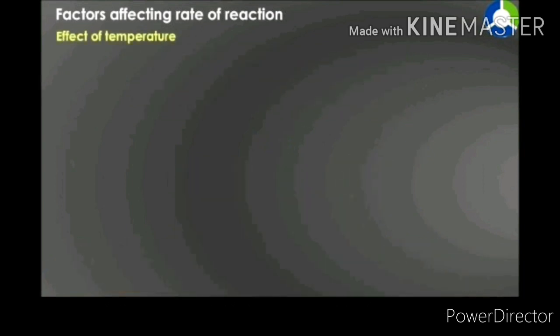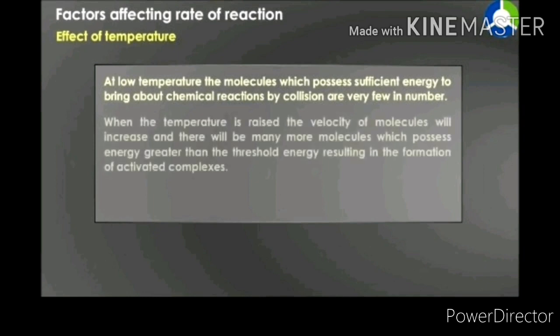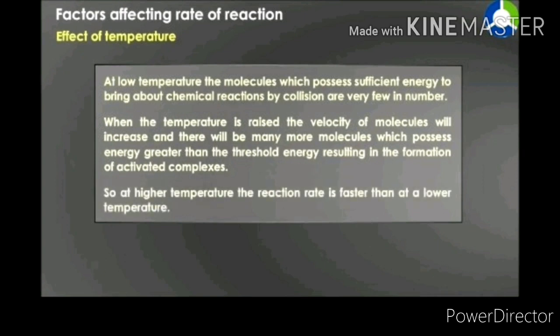Now, effect of temperature. At low temperature, the molecules which possess sufficient energy to bring about chemical reactions by collision are very few in number. When the temperature is increased, the velocity of molecules will increase and there will be many more molecules which possess energy greater than the threshold energy, resulting in the formation of activated complexes. So, at higher temperature, the reaction rate is faster than at a lower temperature.